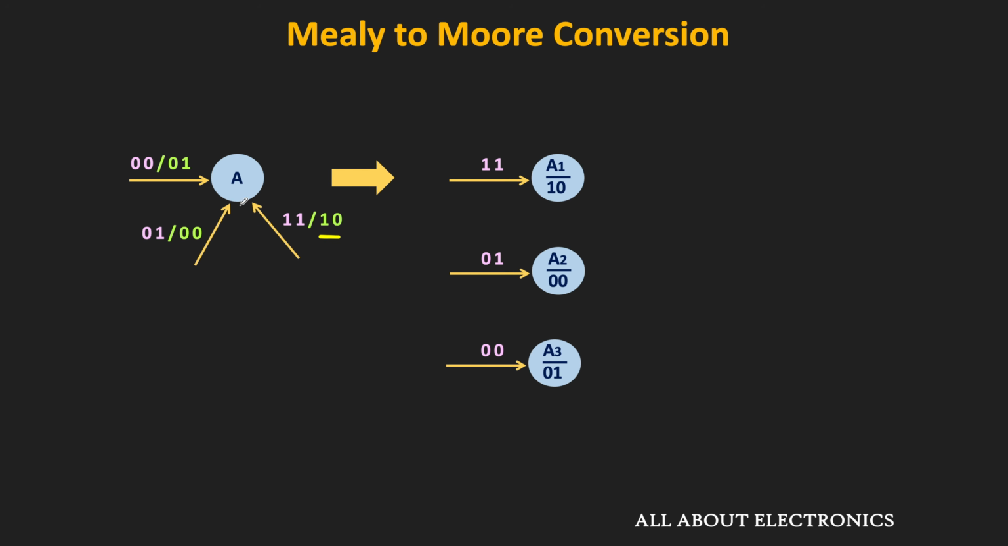Likewise, the transition for which the output is equal to 0 0 will go to the A2 state. So here, when the input is 0 1, at that time we will have a transition into the A2 state. And likewise, when the input is 0 0, that transition will go to the A3 state. So in this way, for all the incoming transitions, depending on the number of different outputs, we need to split the original state.